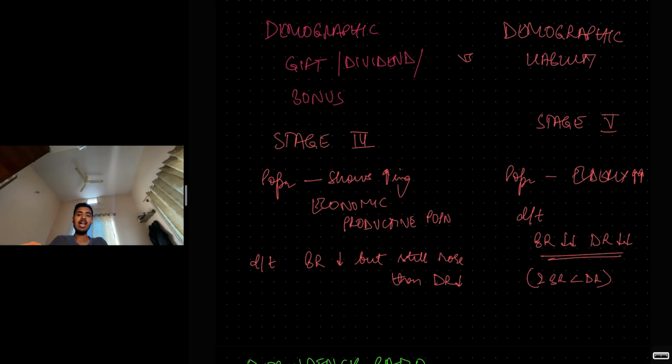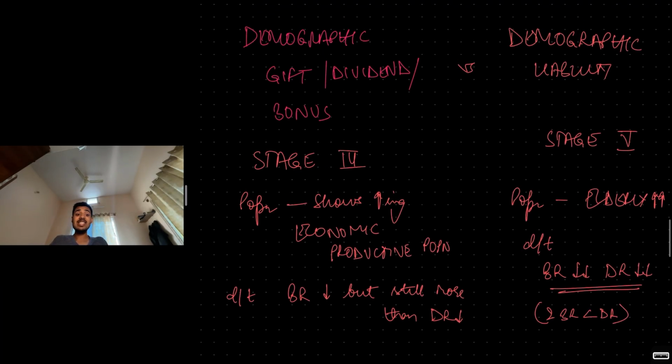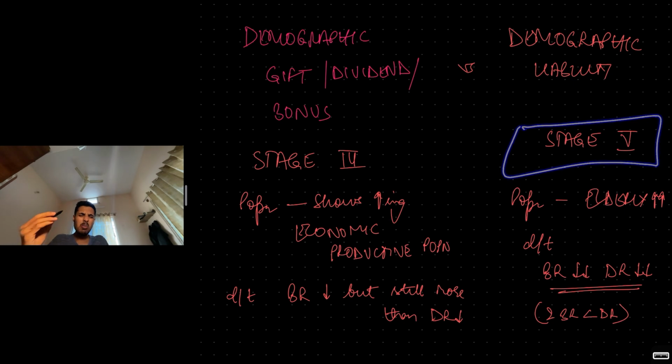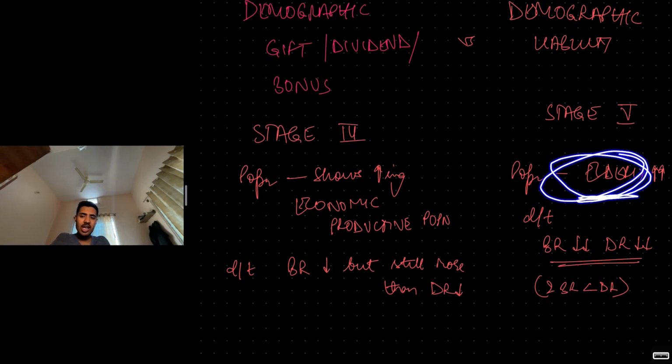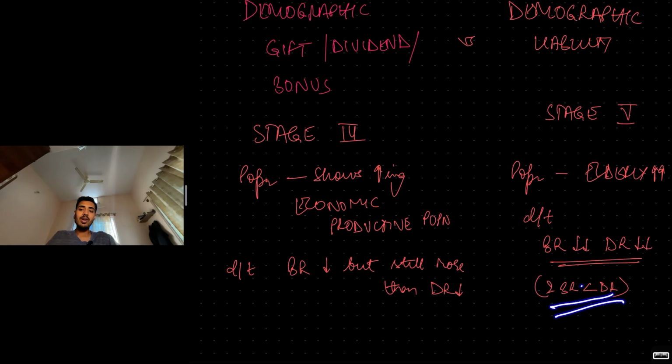Whereas demographic liability is stage 5. Stage 5, declining population, very bad thing. Why is the population declining? You have a lot of elderly individuals, a lot of old age, but here the birth rate is very low, death rate is very low, and eventually the birth rate is less than the death rate. So when that happens, it is of course a liability.